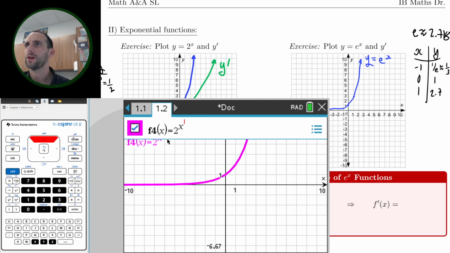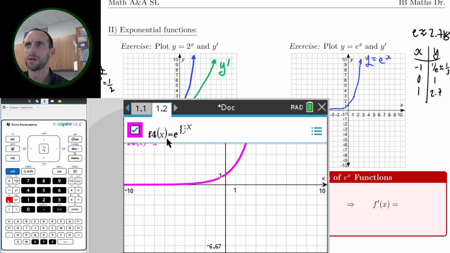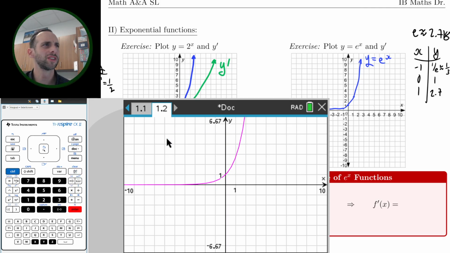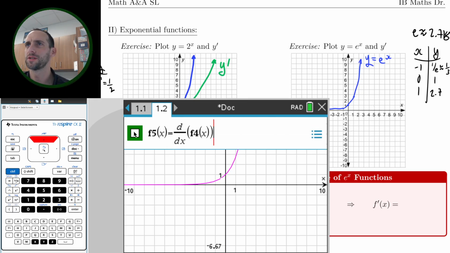We're going to change f4 from 2 to the x. We're going to put that mathematical constant e in right here, so we're going to do e to the x right here. The exponential graph changes a little bit to be our natural growth function, but watch what happens now when we turn on the derivative in green. This is the magic of natural exponential growth. It's a function whose derivative is itself.